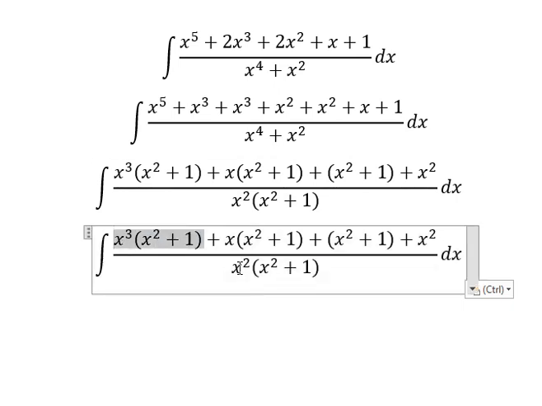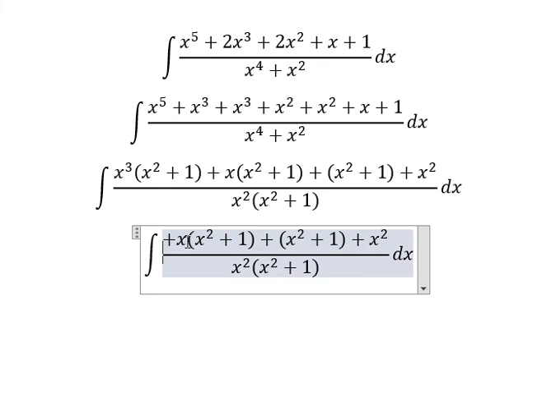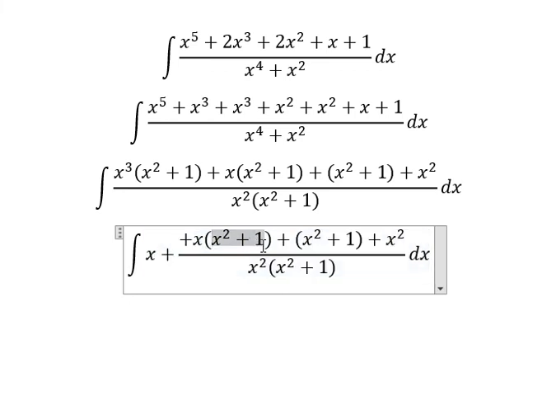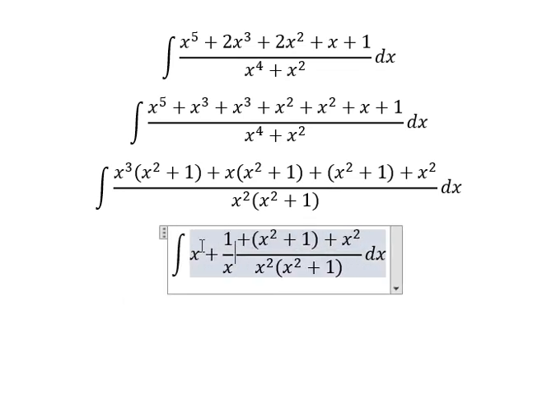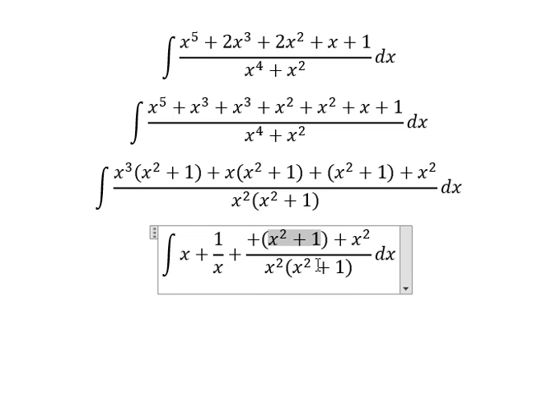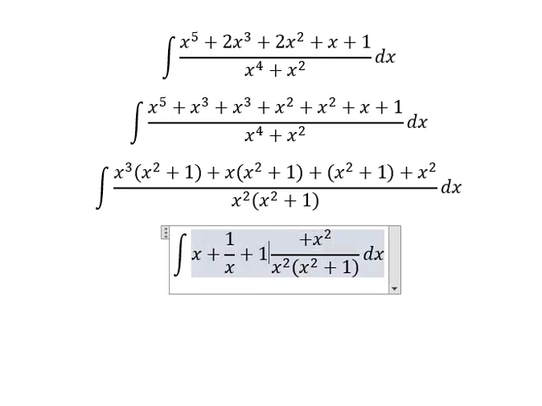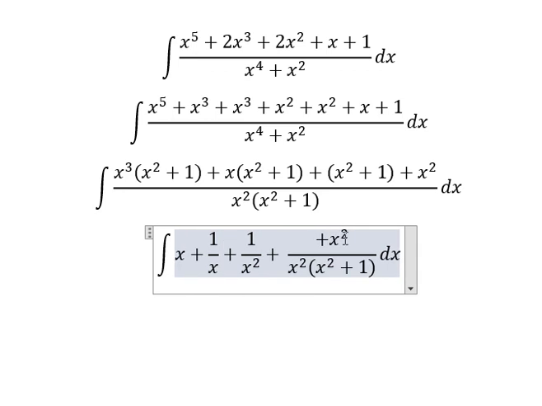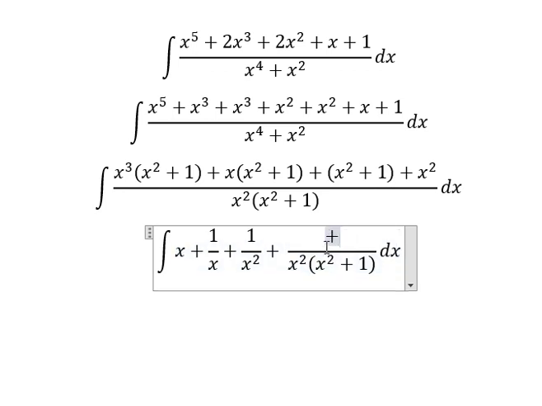So this one divided by this one, so this one cancels with this one. S to the power of 3 divided by s squared, we have s. This one divided by this one, s divided by s squared, so we have 1 over s. This one divided by this one, so we have 1 over s squared. S squared divided by s squared, so we have 1 over s squared plus 1.